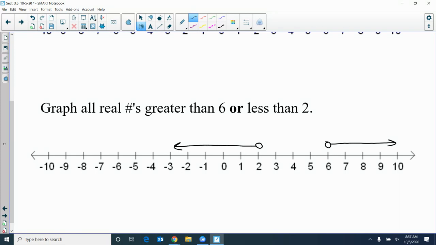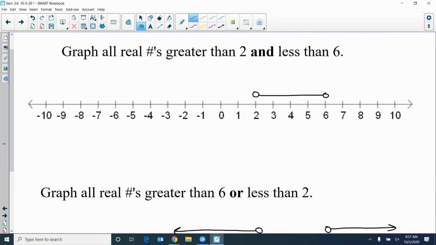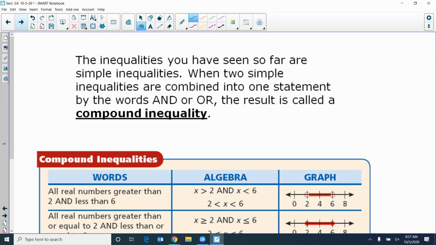So all of those numbers, so the key word is or. Okay, it doesn't have to satisfy both. It can just be less than 2 or it could be bigger than 6. Doesn't have to be an and. The other one here said it had to satisfy both. It had to be bigger than 2 and it had to at the same time be less than 6. So we had a bottom number, we had a top number. Okay, these are called compound inequalities, and let me give you your guide number.